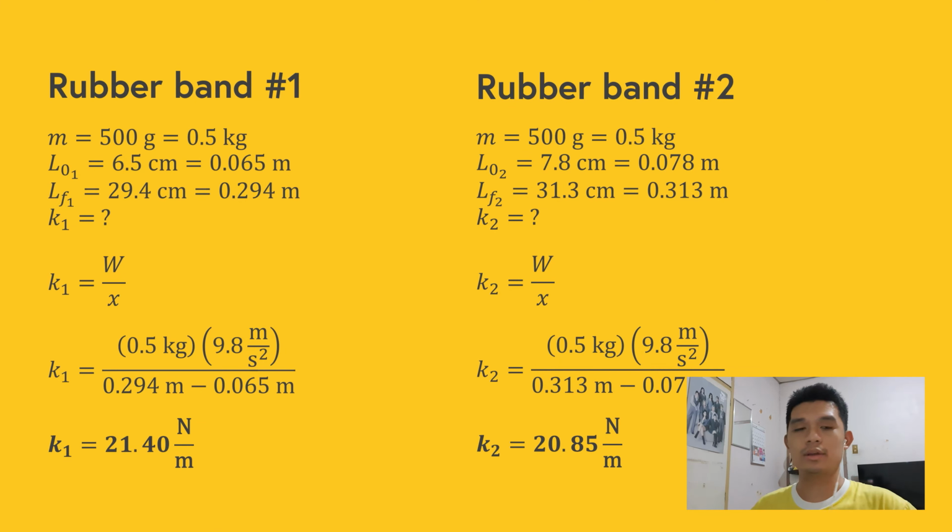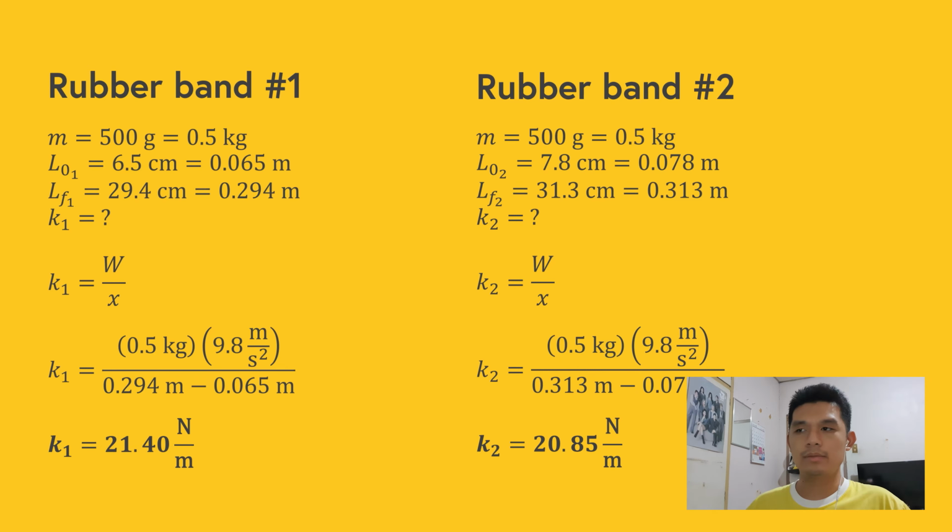For the results, we can see here in rubber band number 1, or the unused rubber band, that the initial length of this rubber band is 6.5 cm, which is equivalent to 0.065 meters. And for the final length, wherein we place the 500 grams of water in the rubber band, you can see here that there's 29.4 centimeters, or equivalent to 0.294 meters.